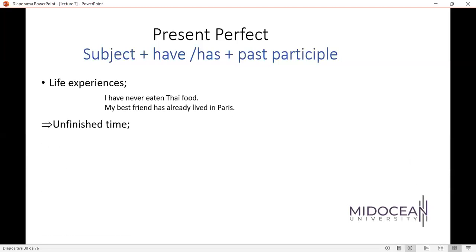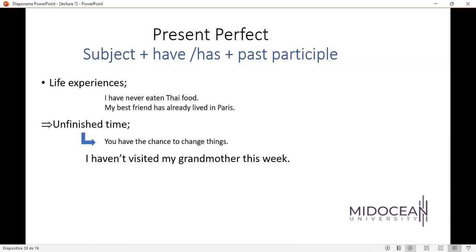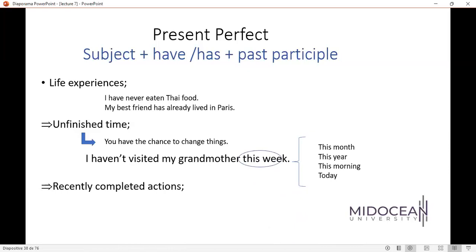So the present perfect indicates unfinished time. So you have the chance to change things. Example, here, I haven't visited my grandmother this week. But I can, of course, visit her this month, this year. So this morning, today.